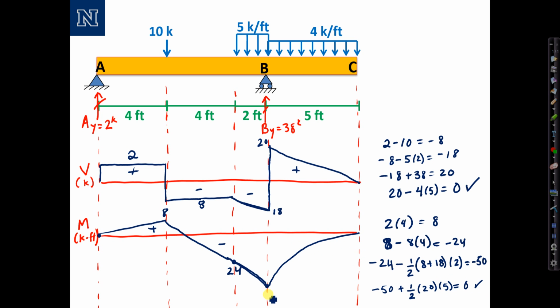I want to make sure that I indicate the value of all max and min and transition points. So I forgot to write in the 50 there. Everything looks good. Okay, that concludes this example.